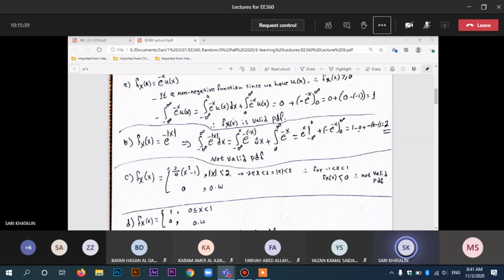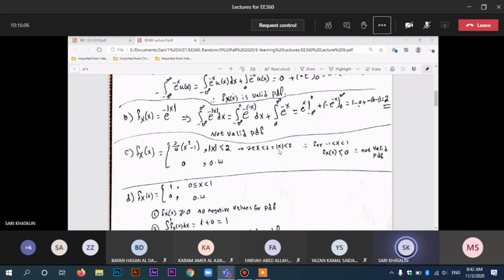Now, when we do the integration for the first part, it's going to be equal to 1, and the second part is equal to 1. So 1 plus 1 is equal to 2. Obviously, the area under this function is not equal to 1. Then it's not a valid PDF. We didn't have to continue, we didn't have to show that it is larger or equal to 0, because if the area is not 1, it's not valid.